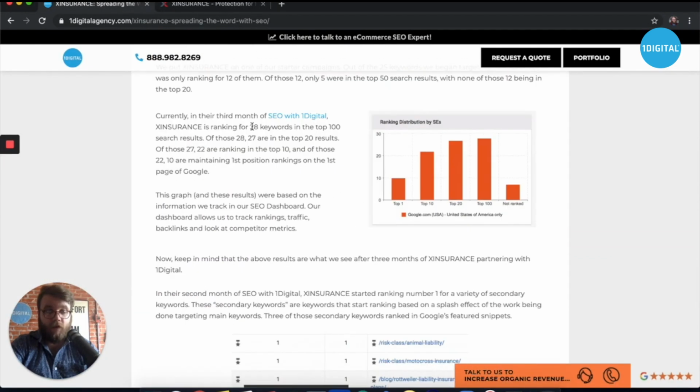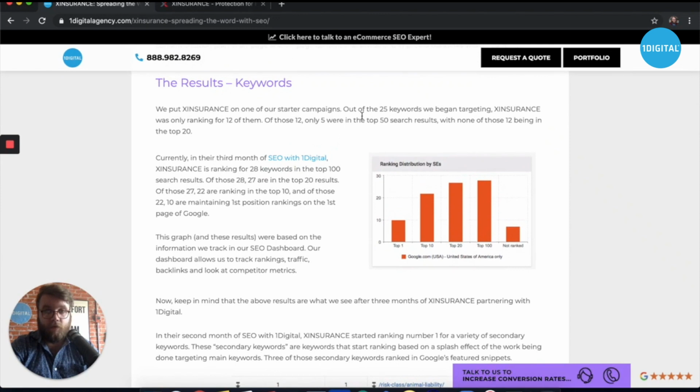We're now up to, we started with 28 keywords for this, and of them, 27 are now in the top 20, and of those, 22 are in the top 10, and 10 are maintaining the first position on Google. So it's an amazing result when you consider the fact that if you look, we had 25 we were targeting initially, and they were only ranking for 12, and only 5 were in the top 50, and none of them are in the top 20. And now the 28 we're focusing on, 27 are in the top 20. So over the last few months, their rankings have just continued to grow.